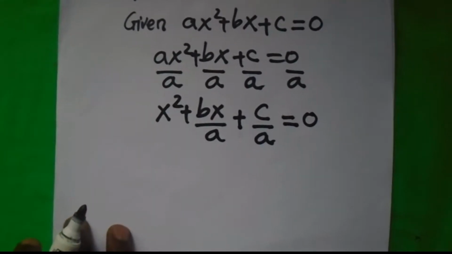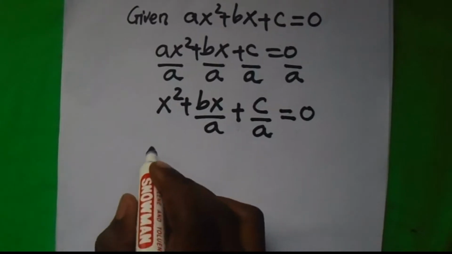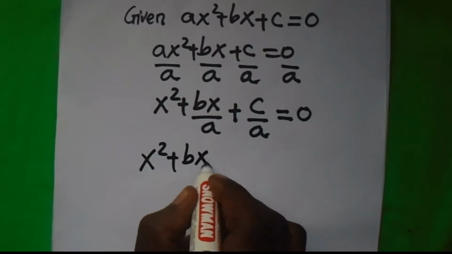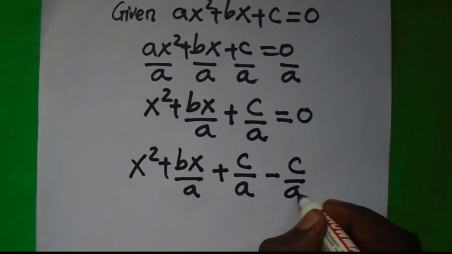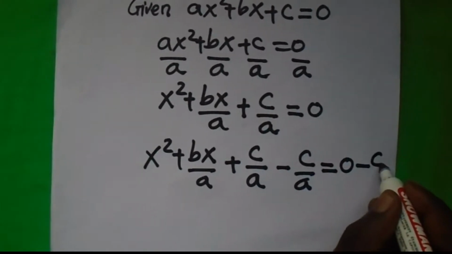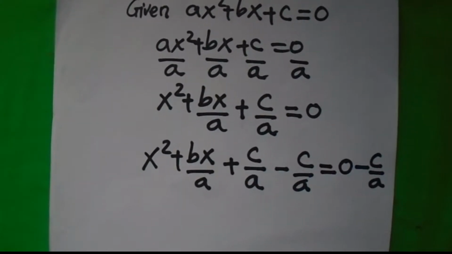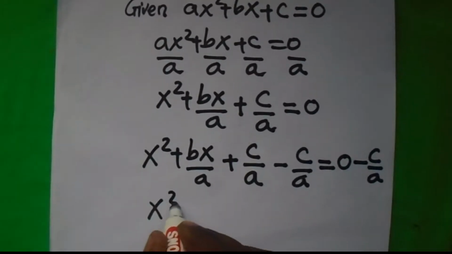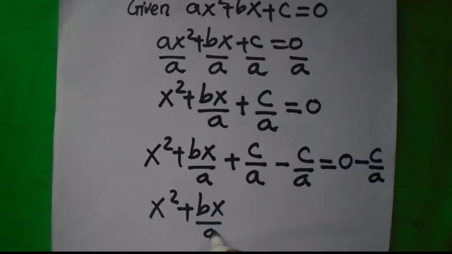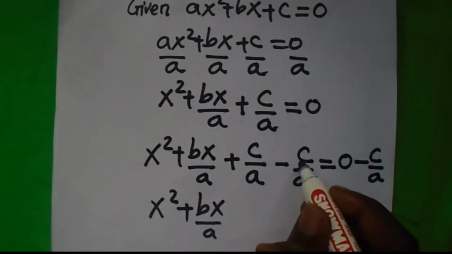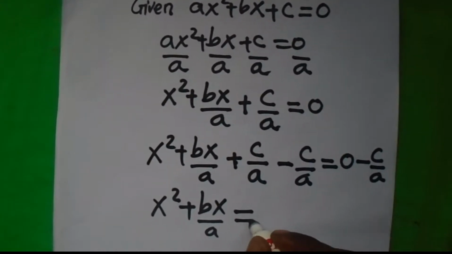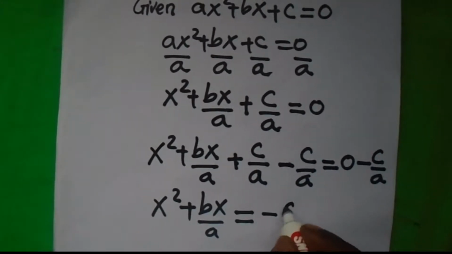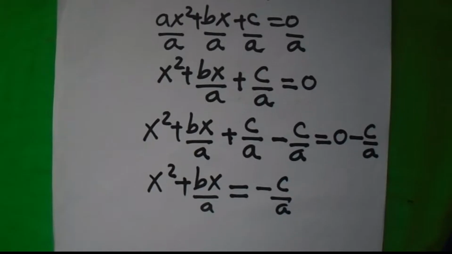Then step two is to subtract c over a from both sides. Then x squared plus bx over a, then we subtract c over a from both sides, equal to 0 minus c over a. Then we remain with x squared plus bx over a. So c over a minus c over a will cancel out, since this is a negative, this is a positive. We remain with 0 minus c over a, which will be negative c over a.